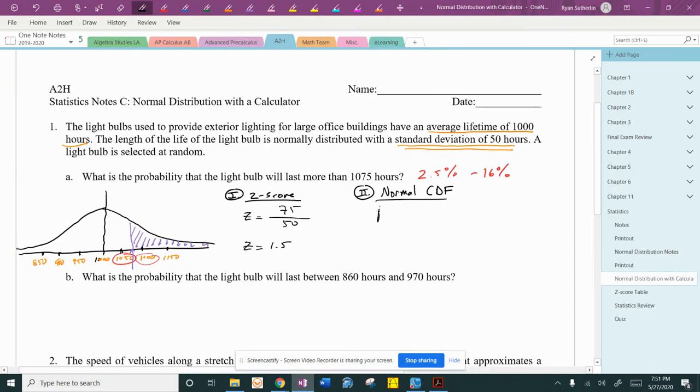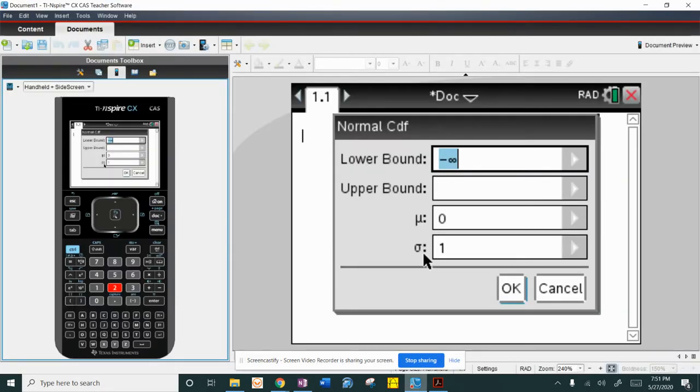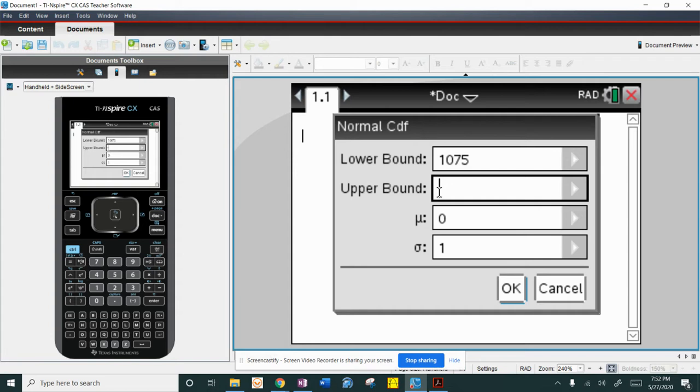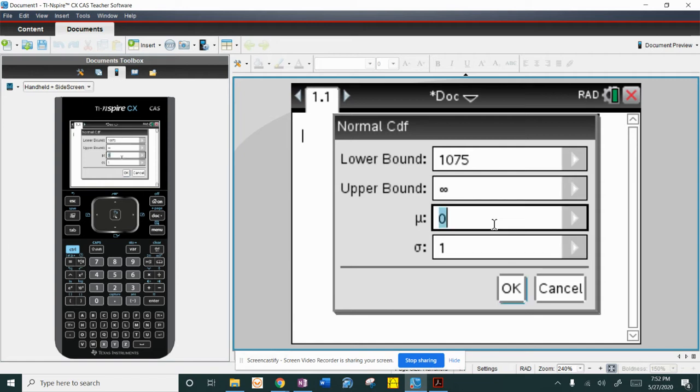So what are we looking at here in this problem? I want to know the probability that this value is greater than, we can use greater than or equal to, that doesn't matter, 1075. So when I fill in my values here, my lower bound is 1075. My upper bound, it goes up forever to infinity. So your infinity symbol is right here. If I press pi, there's infinity.